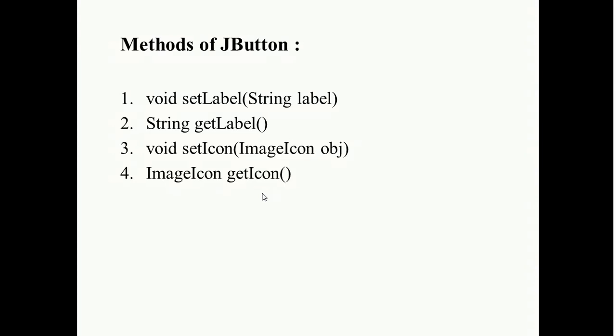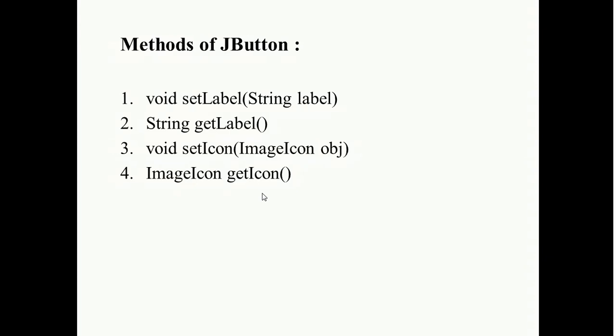Second method is getLabel. The getLabel method returns the label of the button. The third method is void setIcon. The parameter is ImageIcon object. This third method setIcon is used to set the image associated with the button. And fourth method is ImageIcon getIcon. This method is used to return the image icon name, means it simply returns the name of the image or the URL of the image.